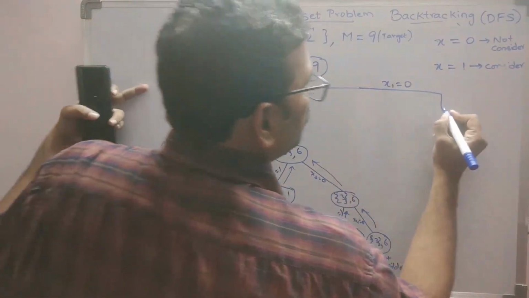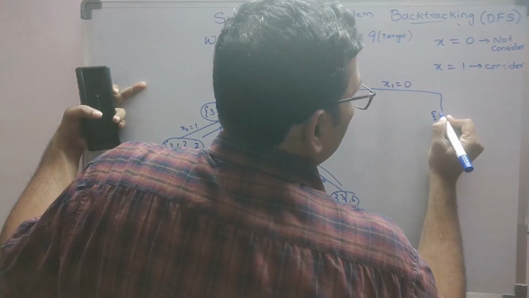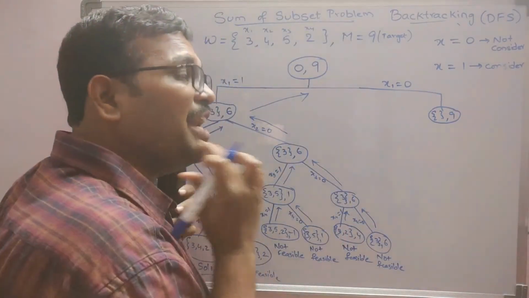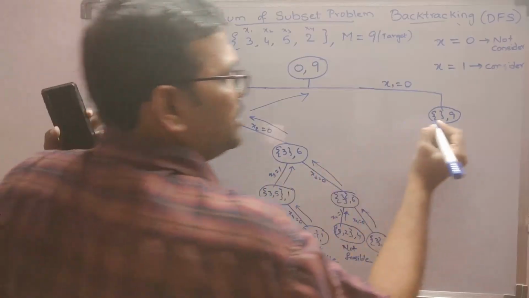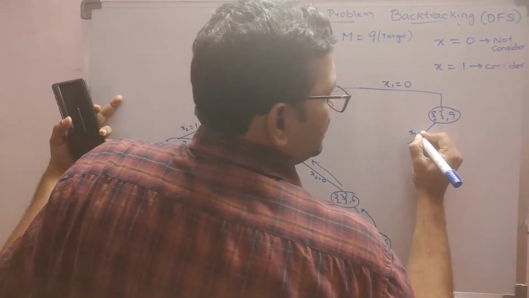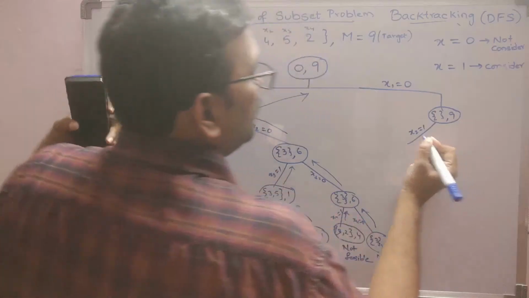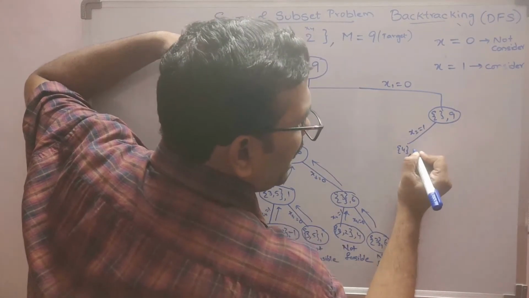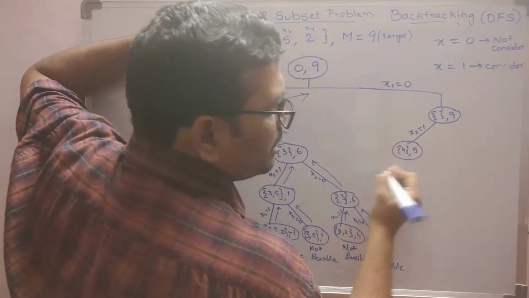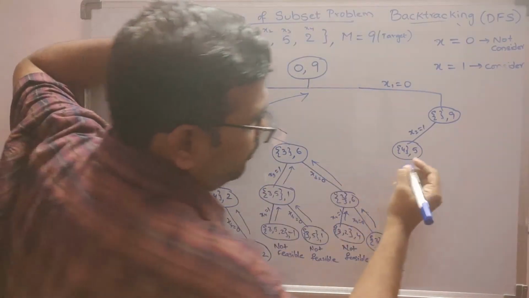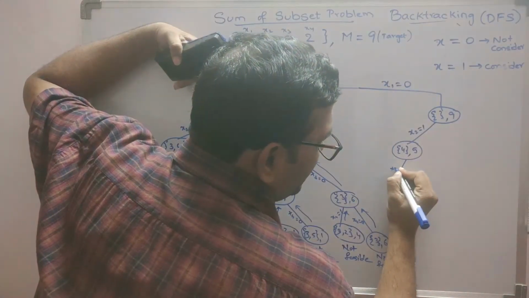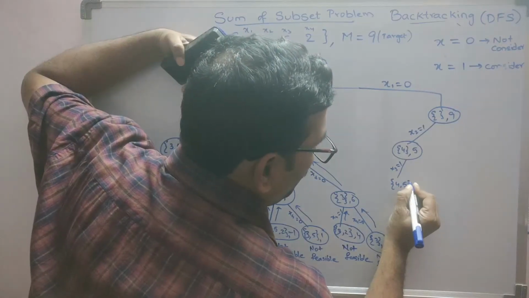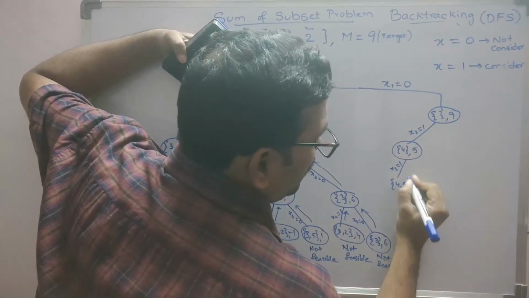So if x1 is equal to 0, the set will be again empty set with a 9, and we need to follow all the same things. So again consider x2 is equal to 1. What is x2? 4. 9 minus 4, it is 5. Sum of subset is less than 9, so further divided. x3 is equal to 1. Let it be 4, comma, x3 is 5. Okay, and it will be 0.